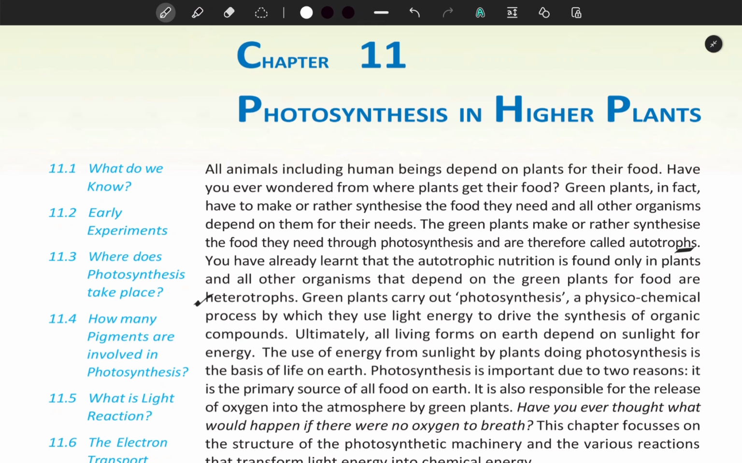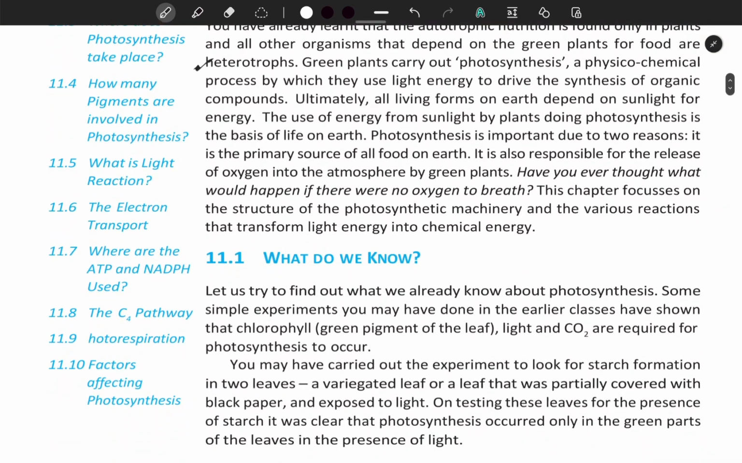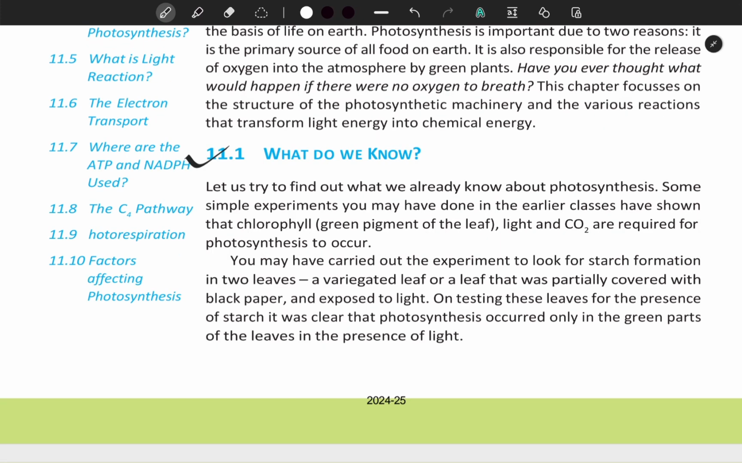Photosynthesis is important due to two reasons. It is the primary source of all food on Earth. It is also responsible for the release of oxygen into the atmosphere by green plants. Have you ever thought what would happen if there were no oxygen to breathe? This chapter focuses on the structure of the photosynthesis machinery and the various reactions that transform light energy into chemical energy.